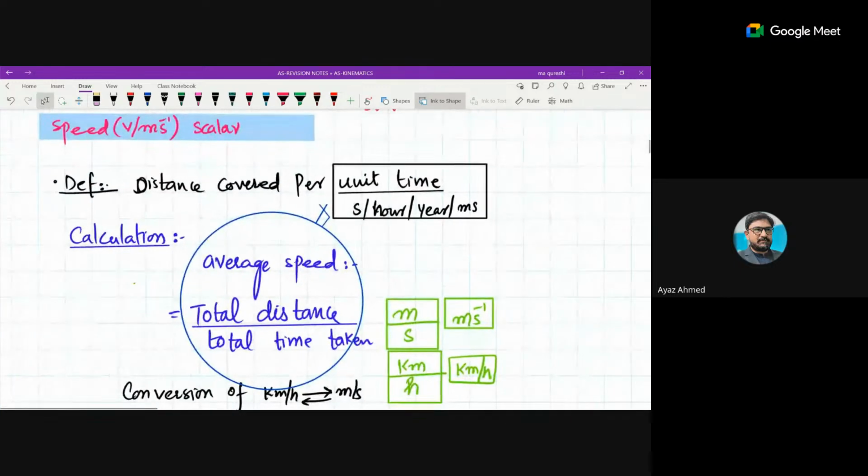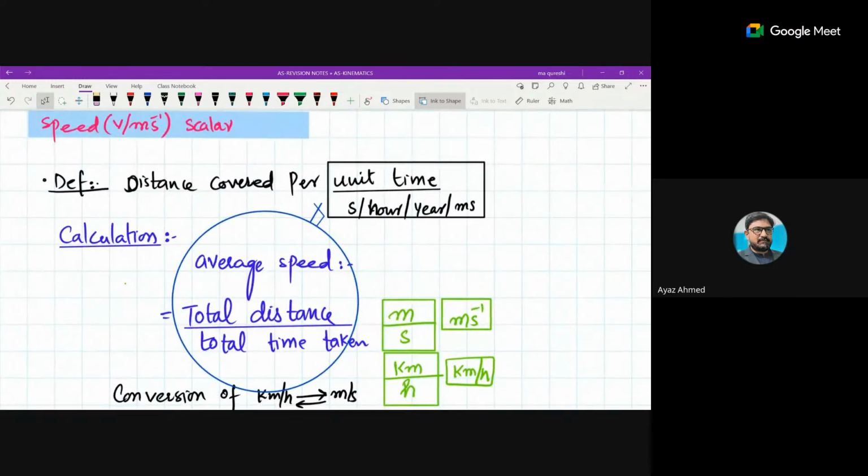Then we will talk about the speeds. So speed is a scalar, distance covered per unit time. For calculation, it is usually made into meter per second, and sometimes it is made into kilometer per hour. But the calculations are really important.